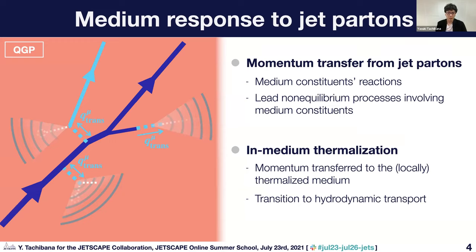When we have a momentum transfer from jet partons into the medium, the medium reacts to the transferred momentum, and it leads to non-equilibrium processes involving medium constituents. In the latter stage, those energy and momentum will be absorbed into the medium in the end, and will propagate in the same way as the other medium constituents. It means we need to rely on hydrodynamics, in the same way as the description of the space-time evolution of the medium.